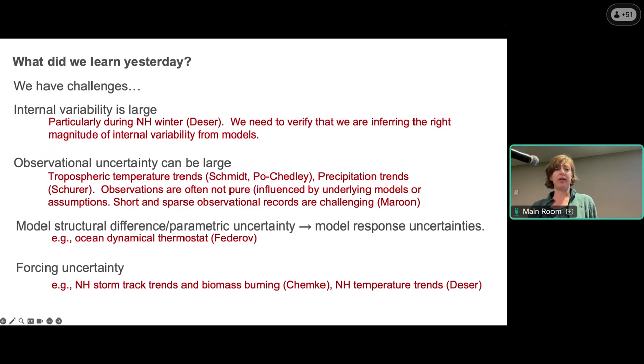I think something that was highlighted for me, at least, that I wasn't totally aware of is how large observational uncertainties can be, and we had a couple of examples there from Gavin and from Steve, where observations made the models look bad, things got better because the observations changed, and then maybe now the observations have changed to make the models look bad again. So we have quite a lot of uncertainties there.